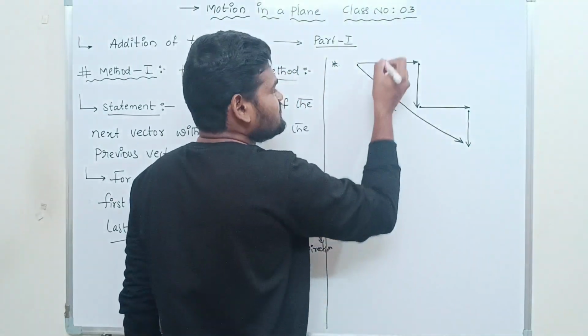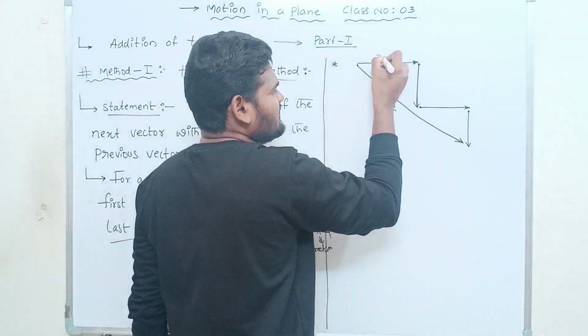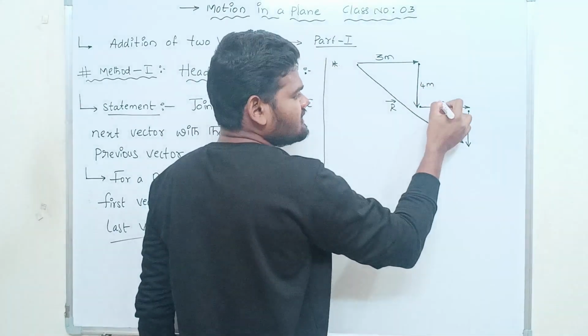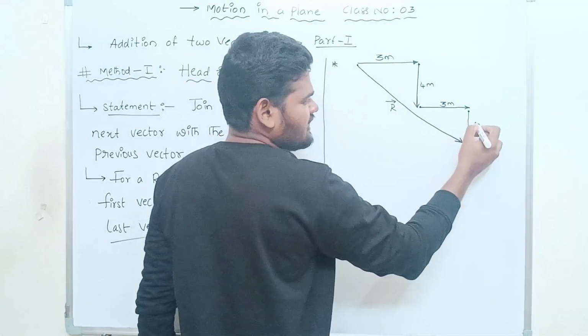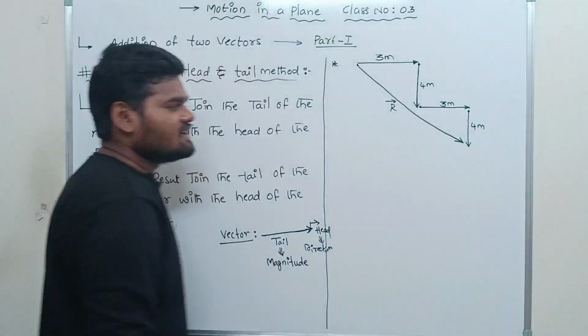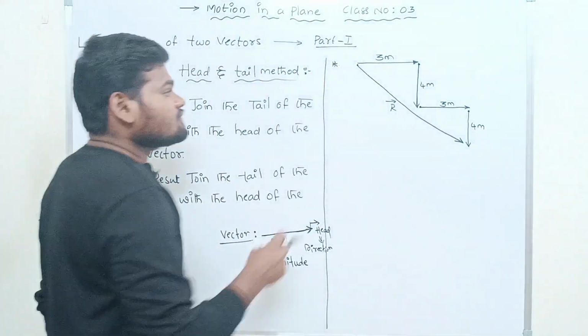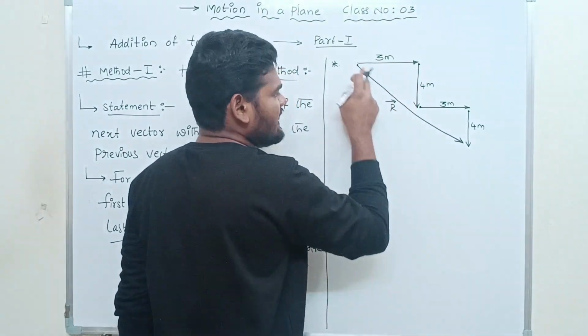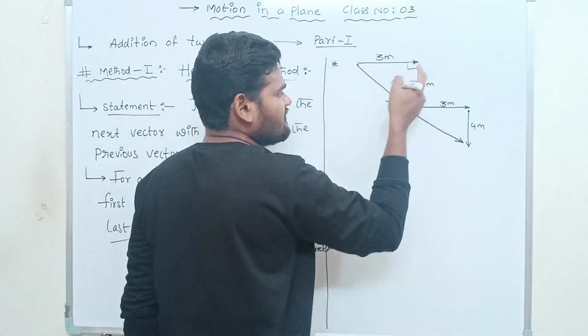Just consider this vector having a magnitude of 3 meters, and this one a magnitude of 4 meters. Again, this vector is 3 meters and this vector is 4 meters. Okay, have a look. This is a right angle triangle. Here we have 90 degrees.